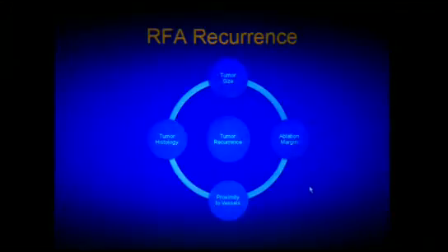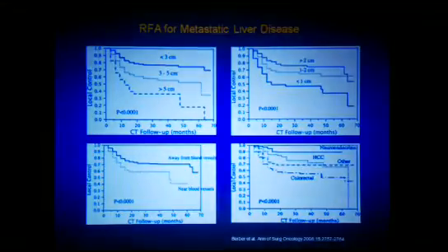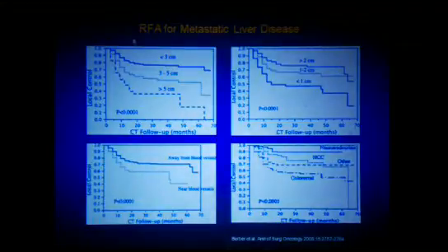What factors actually affect recurrence in RF ablation? Tumor size, tumor histology, proximity to vessels, and ablation margin. When you look at local control, tumors less than 3 centimeters perform better in terms of local control. Those that are away from blood vessels and those with a greater than 2 centimeter margin perform a lot better, or have better local control.